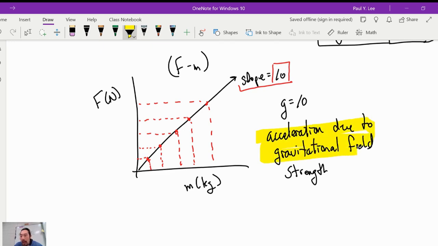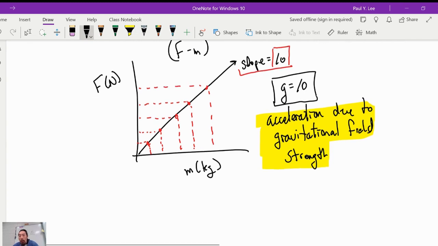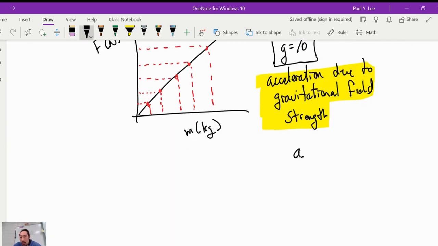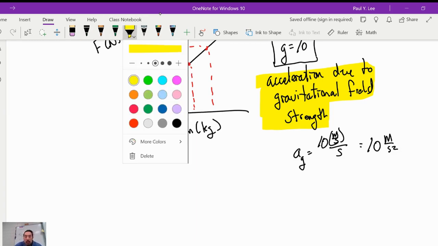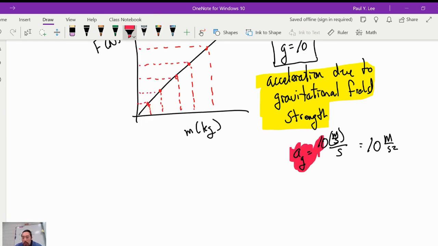And so what this means is that whenever you drop an object here on Earth, the object will accelerate with this value of 10 meters per second per second. And so another way of writing this is a sub g is equal to 10 meters per second per second, or a quick way to write it is just 10 meters per second squared. And this number is so fundamental for us here in our physics class that it is on your formula sheet. And I'm going to highlight this. It's a very important formula. You need to have this memorized, right?